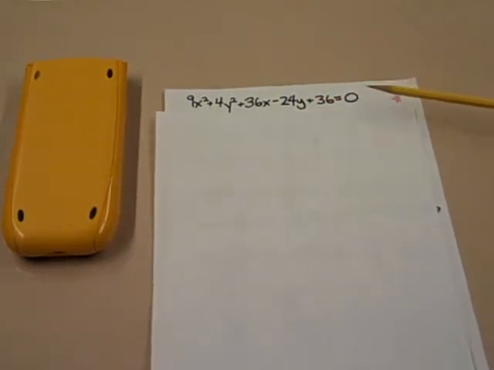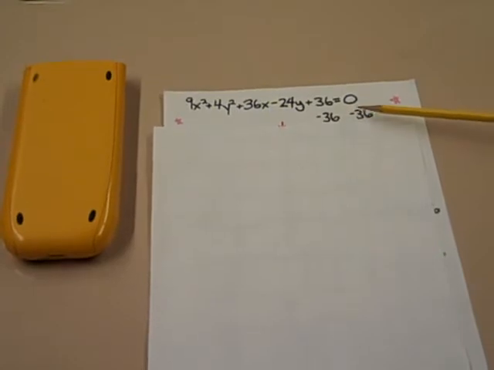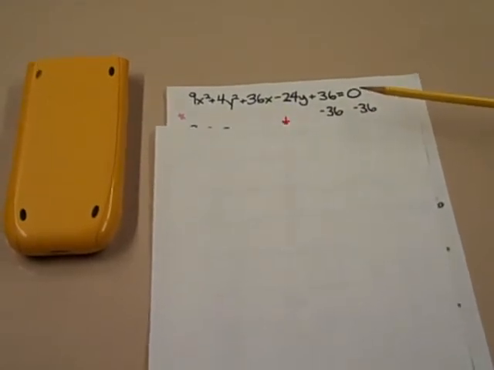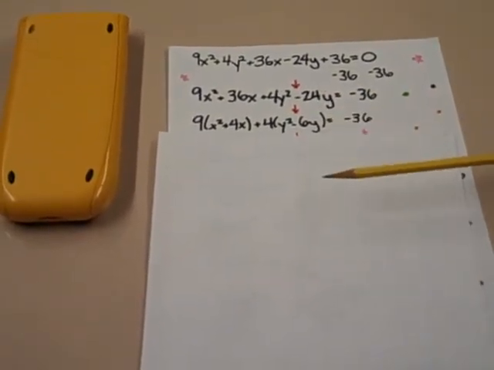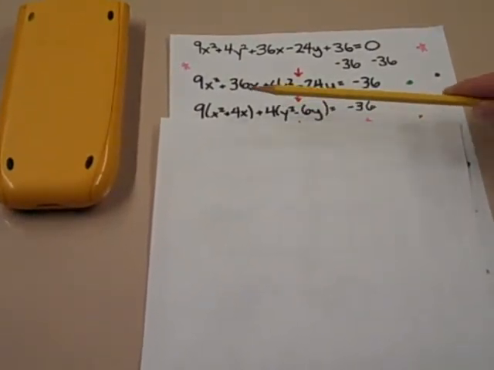First subtract the 36 to the other side, then put like terms together so you can divide. Factor a 9 out of the X group and a 4 out of the Y group. Slow down a little bit. You're a teacher, not Snoop.